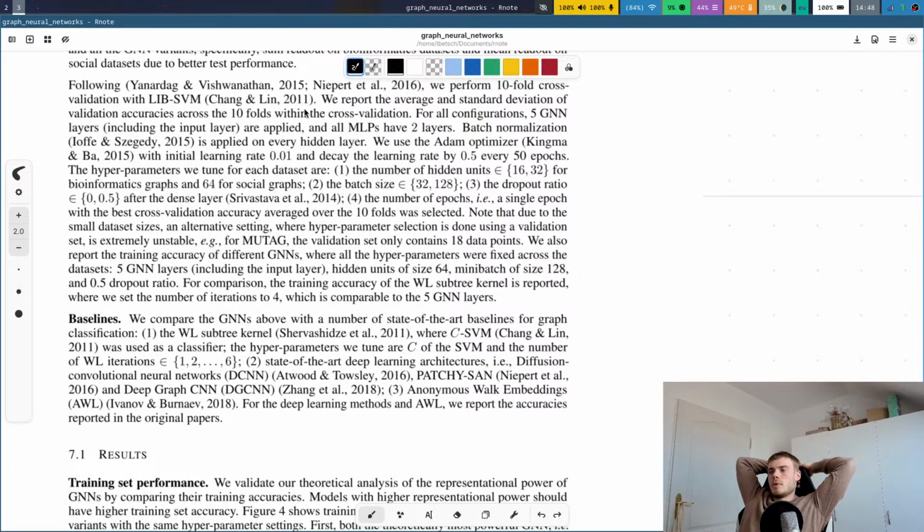Note that due to the small dataset sizes, an alternative setting where hyperparameter selection is done using a validation set is extremely unstable.